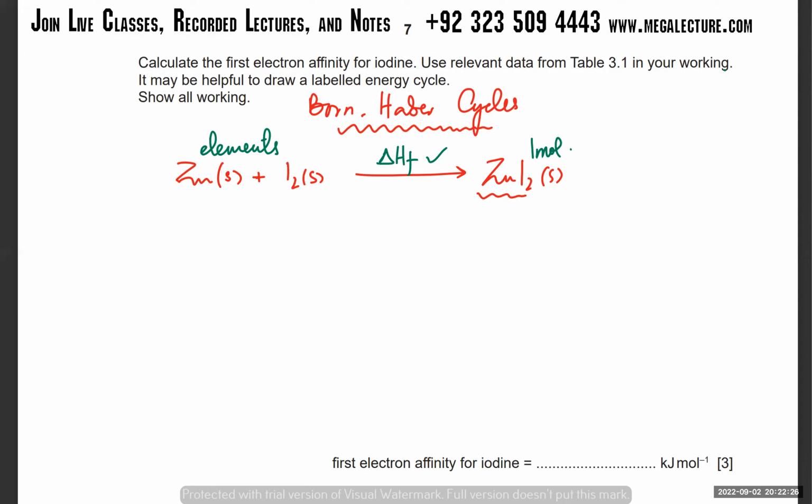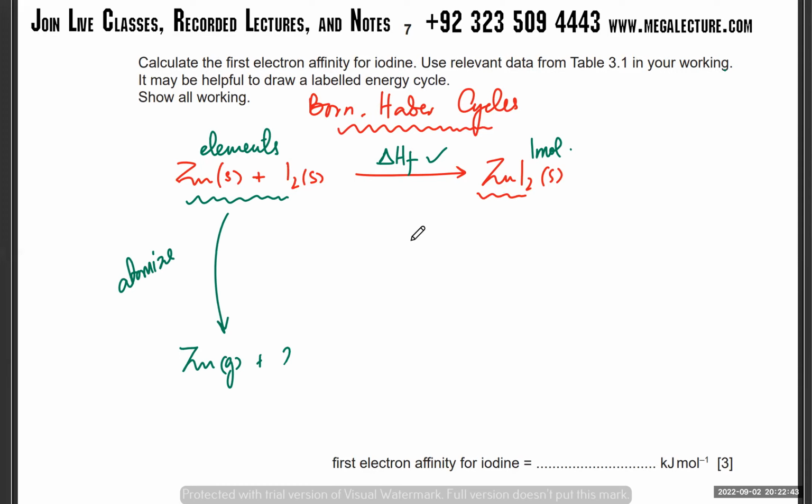So what are the steps involved? The first thing is you've got zinc and you've got iodine. You're going to break their bonds, so you're going to atomize them. You're going to turn them into atoms. So zinc gaseous atoms, and you're going to turn I2 into two iodine gaseous atoms. So you're breaking the iodine-iodine bond and you're breaking the metallic bonds in zinc. Is that clear? So that's atomization. Yes, sir.